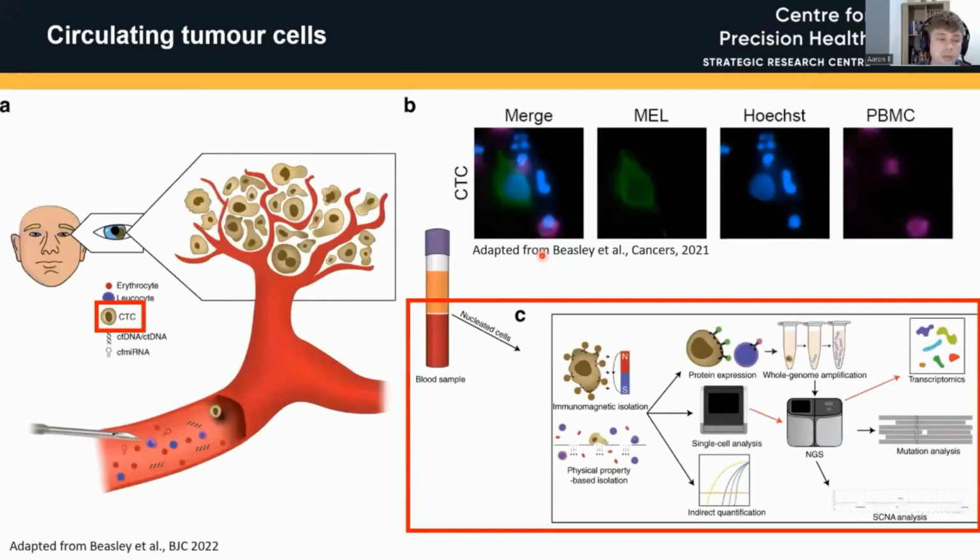So in primary uveal melanoma, circulating tumor cells, basically they break away from the tumor and they move into the bloodstream. And this is how patients with high-risk disease will have the disease spread. Now, this is an example of a circulating tumor cell, and you can see this green and blue. So that's a circulating tumor cell, and you can see it's much larger than the surrounding white blood cells. So these are the blue and purple. Circulating tumor cells can be isolated in a few different ways, but the most prevalent ways are immunomagnetic isolation and physical property-based isolation.